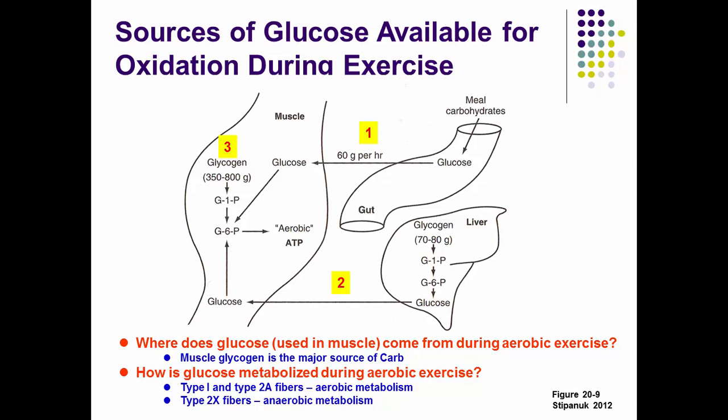And this diagram gives us a summary, or maybe a better view, of the glucose sources during exercise. There are three sources of glucose, right? One is the circulating glucose from the diet, and the second is glucose in the circulation from glycogen breakdown. And the third source of glucose is muscle glycogen, which can also break down to support aerobic metabolism for ATP production. So there is a question: where does the glucose used in muscle come from during aerobic exercise?